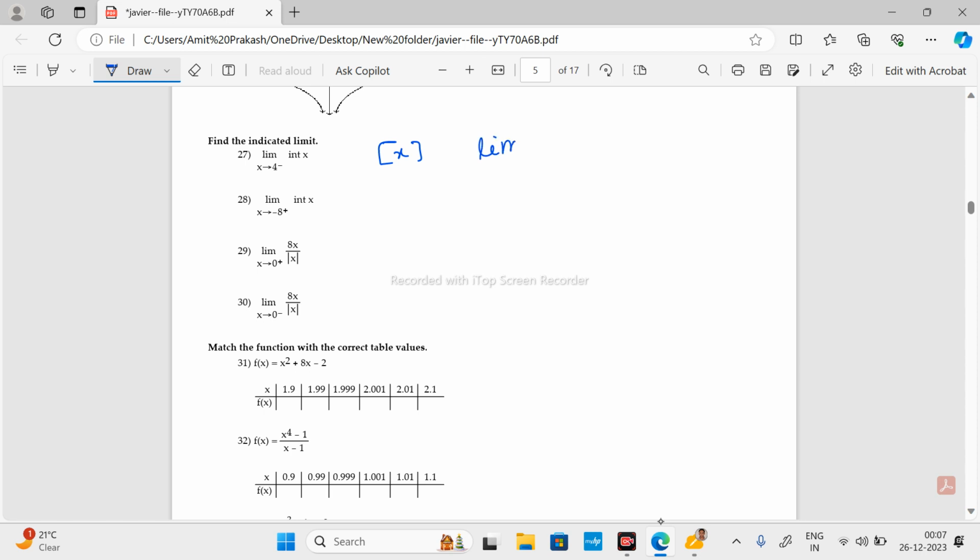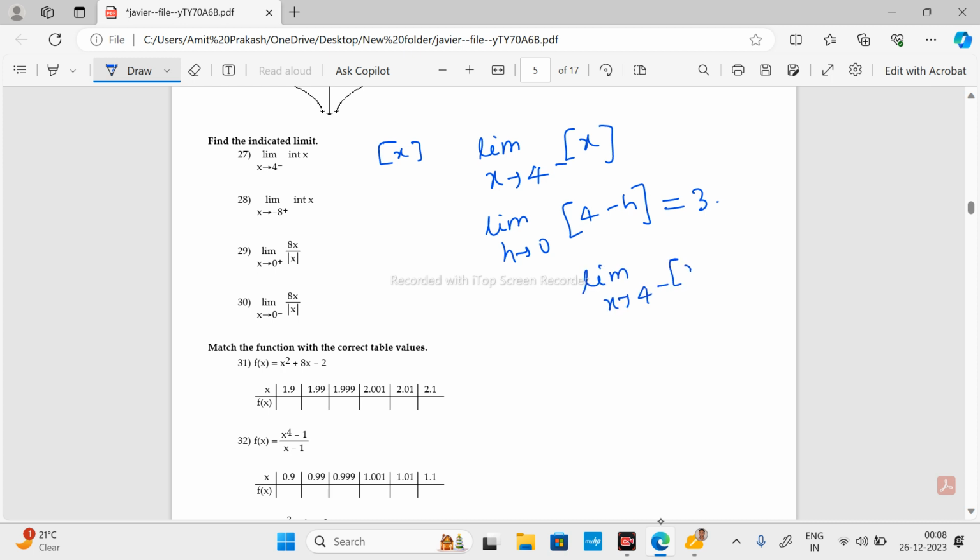So limit x tends to 4 minus of the integer part of x, we can write it as limit h tends to 0 of the greatest integer of 4 minus h. And what is the value? This value lies between less than 4 and greater than or equal to 3, and this is equal to 3. So the left hand limit x tends to 4 minus of the greatest integer function of x equals 3. This is the answer.